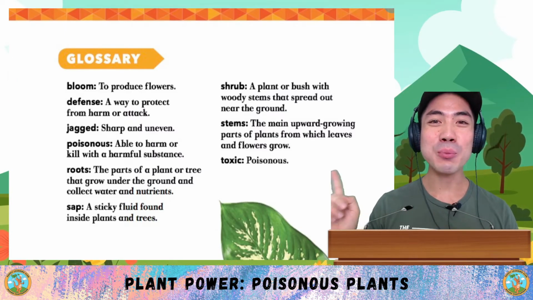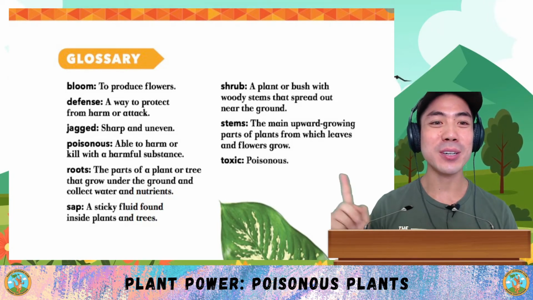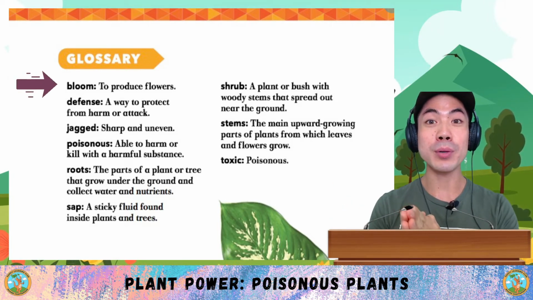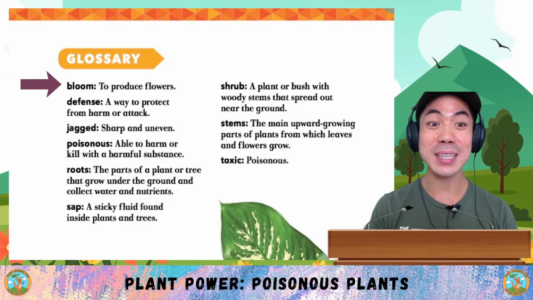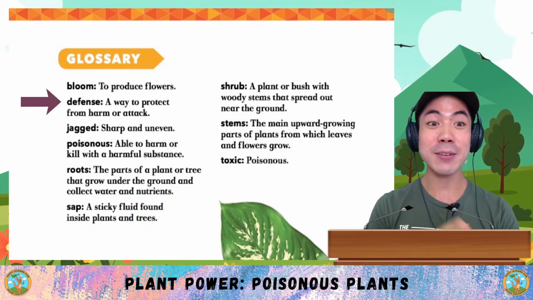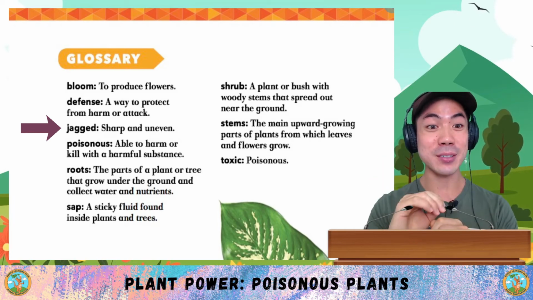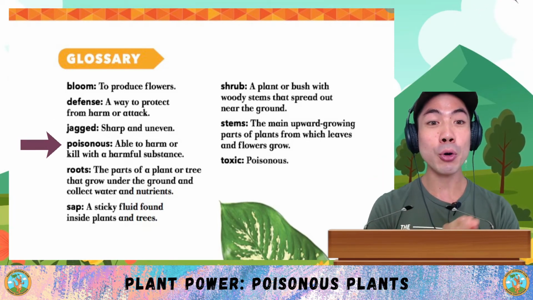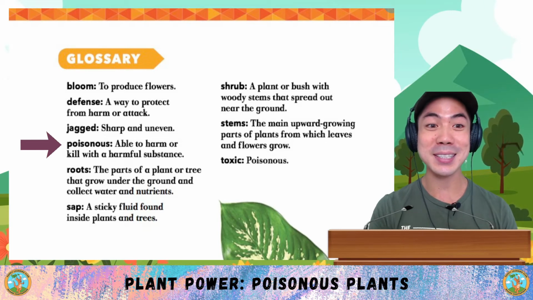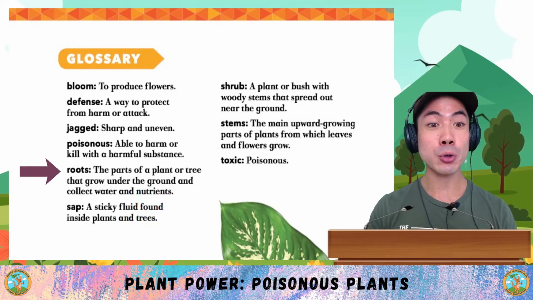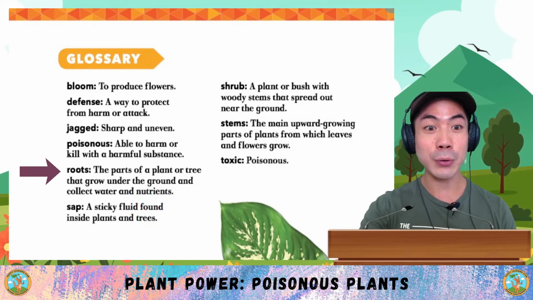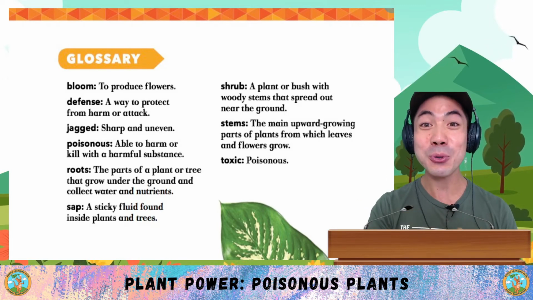Now let's go through some new words we learned in today's book. The first word is bloom, which is to produce flowers. Defense is a way to protect from harm or attack. Jagged means sharp and uneven. Poisonous is able to harm or kill with a harmful substance. Roots are the part of a plant or tree that grow under the ground and collect water and nutrients.